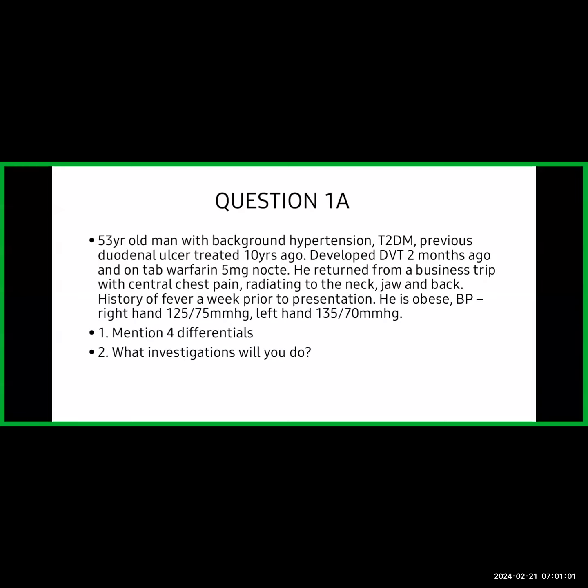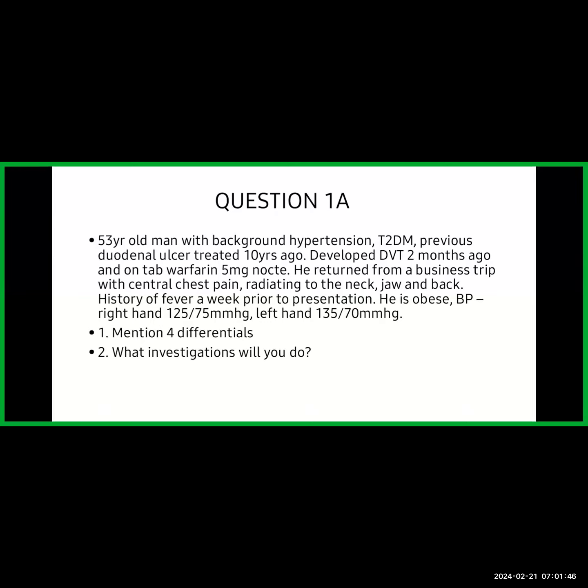The question says, a 53-year-old man with background hypertension, type 2 diabetes mellitus, previous duodenal ulcer, treated 10 years ago. He developed deep venous thrombosis 2 months ago, and is on tab warfarin 5 milligram nocte. He returned from a business trip with a central chest pain radiating to the neck, jaw, and back. A history of fever a week prior to presentation. He's obese with blood pressure on the right arm of 125/75 millimeter of mercury, and the left arm of 135/70, with a difference of 10 systolic and 5 diastolic.